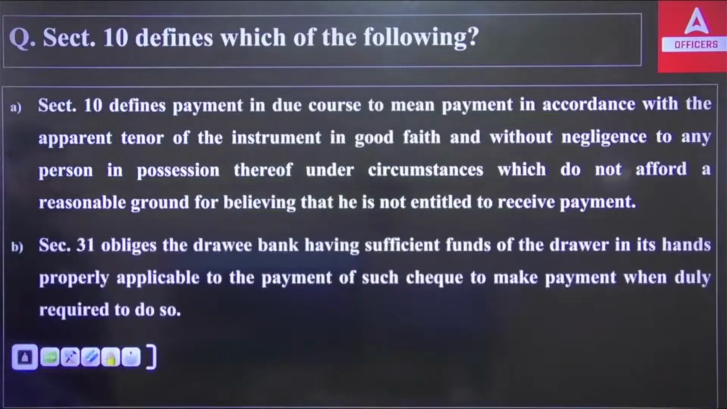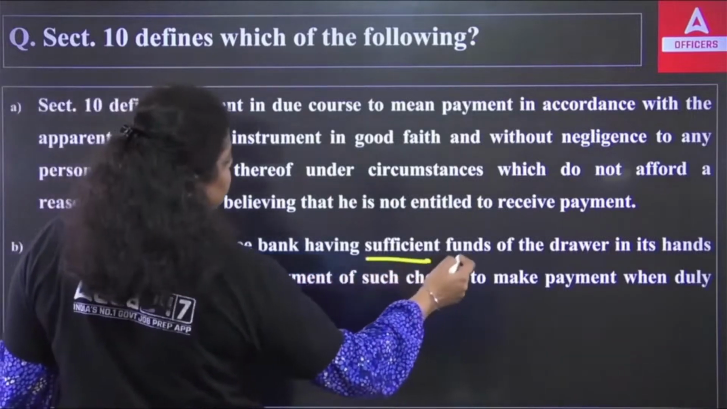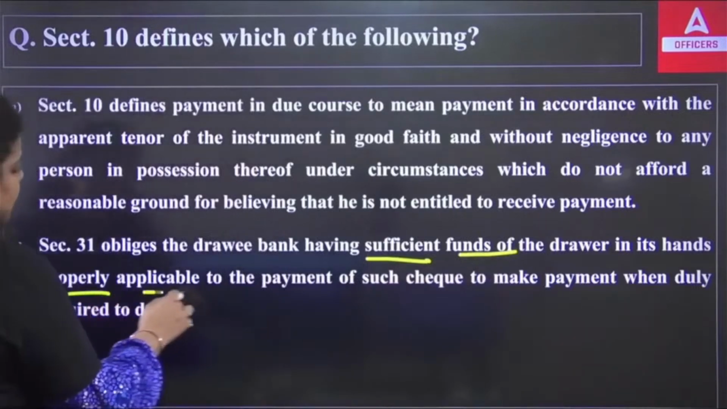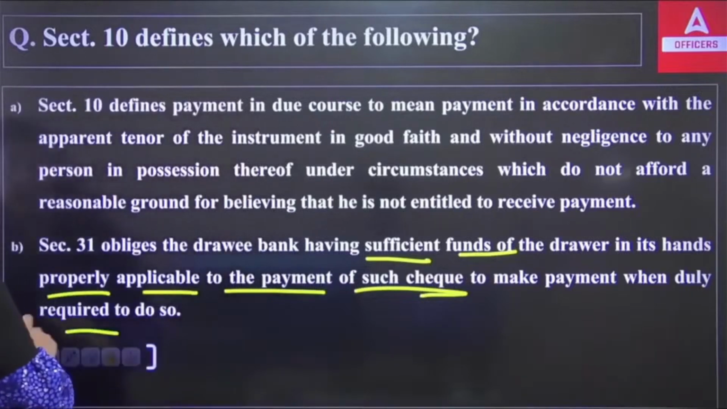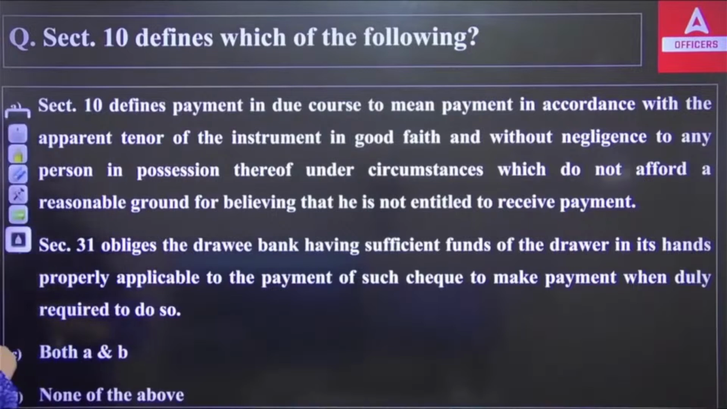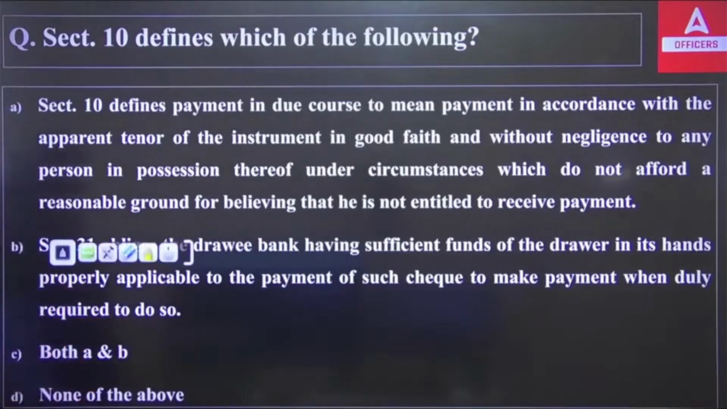The second is saying section 31 obliges the drawee bank, having sufficient funds of the drawer in its hands properly applicable to the payment of such check, to make payment when duly required to do so. And the third option is both A and B, and the next option is none of the above. So what do you think? Which of the following is correct?